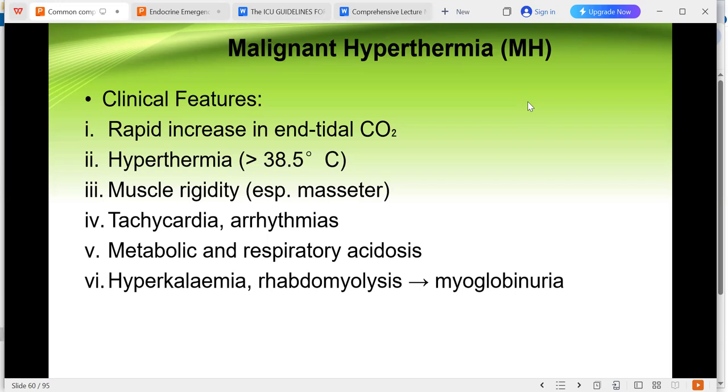Now, this is coupled with muscle rigidity, especially of the masseter muscle, and you have tachycardia, arrhythmias, and your ABG is showing metabolic and respiratory acidosis. Hyperkalemia from rhabdomyolysis with myoglobinuria. These are some of the pointers, but the two most important early features are the rapid rise in your end-tidal CO2 and hyperthermia. These others may or may not be there. But when you have a rapid rise in your end-tidal CO2 in association with hyperthermia, this patient should be treated as a case of malignant hyperthermia.